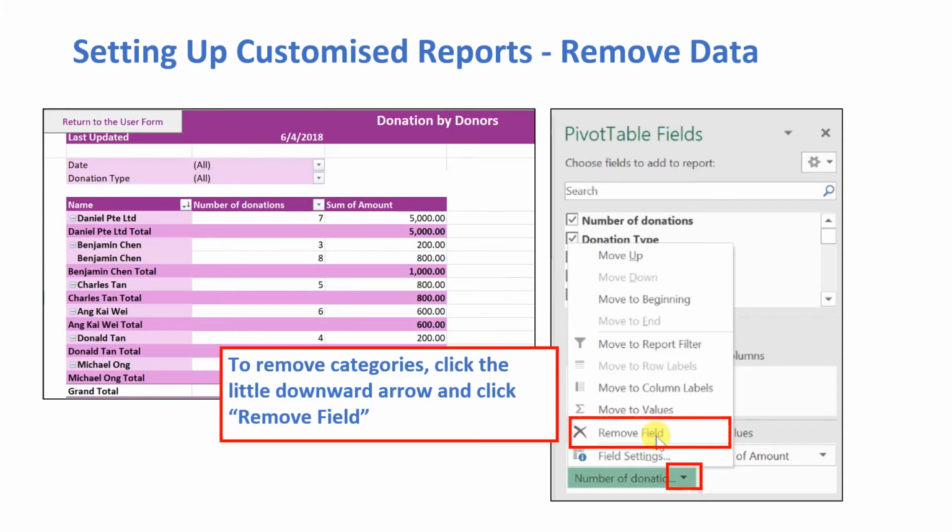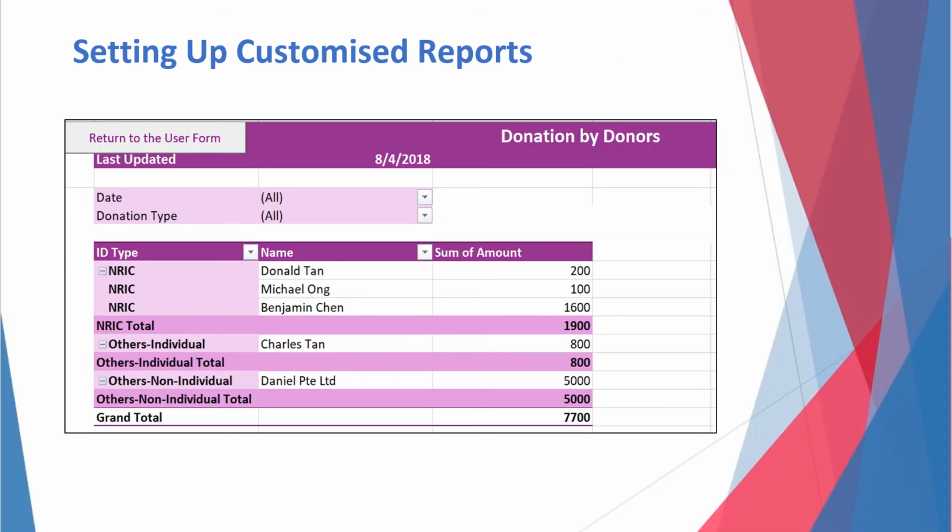Alternatively, if you wish to remove information from the report instead, click the little downward arrow of the field in the table on the right. Then select Remove Field. In this example, the number of donation field is being removed. Finally, this is how the donor report will look like after adding the ID type field and removing the number of donations field.